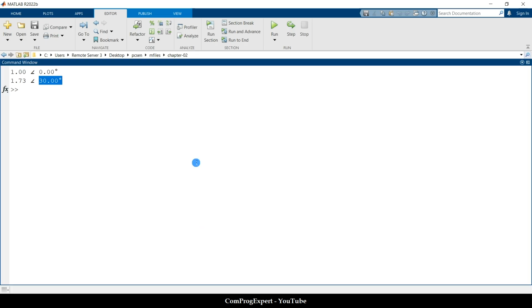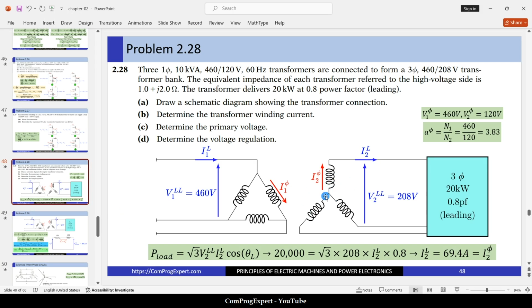So what is the value of square root of 3 times 120? 208. So yes, on the secondary side we have the star connection, this connection. So this is part A, and we can draw this schematic diagram considering the rated values for the phase voltage and line-to-line voltage that we have for this three phase transformer.